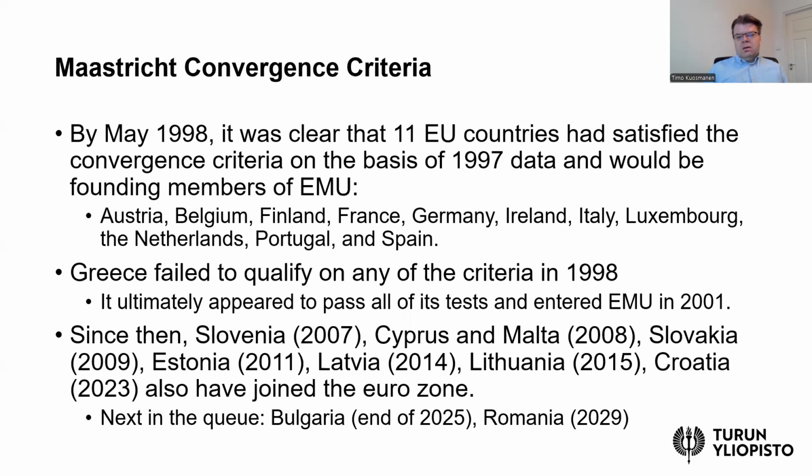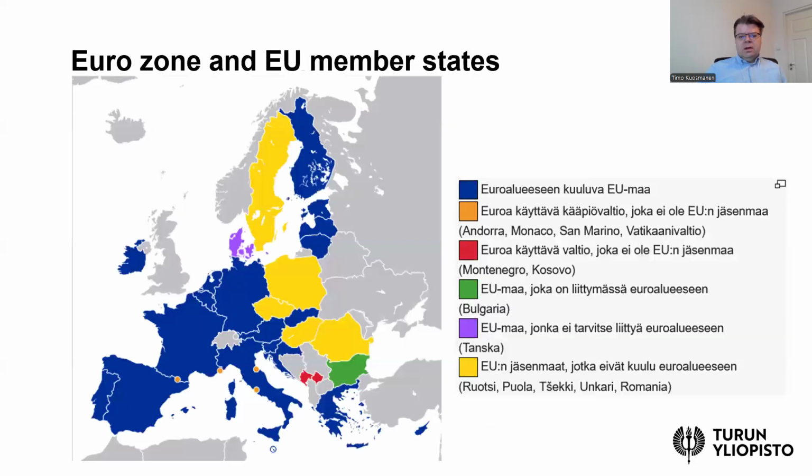Since then, there have been several new members to the monetary union: Slovenia in 2007, Cyprus and Malta in 2008, Slovakia in 2009, and then the Baltic countries, Estonia, Latvia, and Lithuania, and the last one has been Croatia in 2023. And the next ones in the queue: Bulgaria is planning to enter by the end of 2025, and Romania is also planning to join. So this leads to the current situation in the EU.